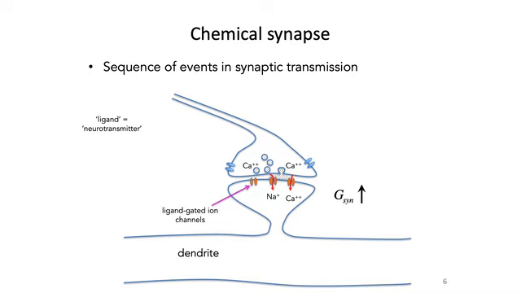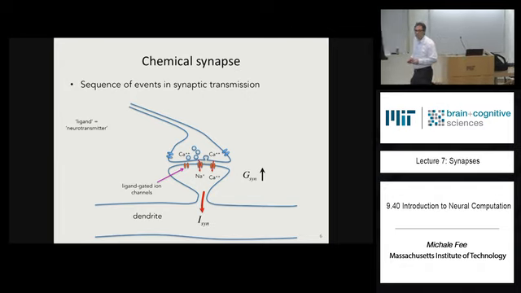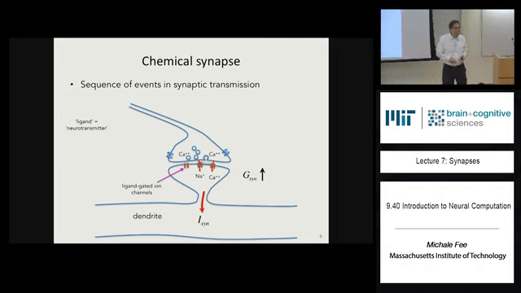What does that flow of positive ions into the cell do? It depolarizes the cell. You have synaptic current flowing in that depolarizes the cell. Okay. All right, any questions about that?